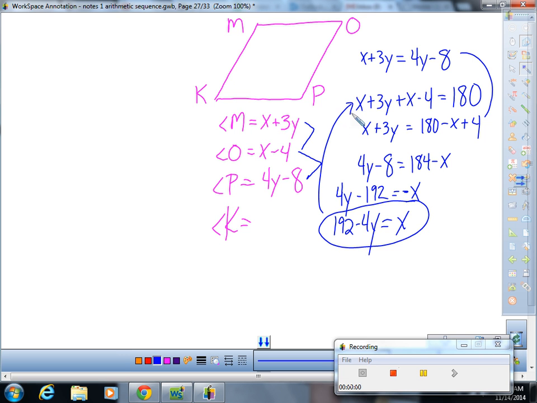So into that one. Let's clean that equation up first. 2x plus 3y is 184. Now I'll plug it in. 2 times 192 minus 4y plus 3y is 184.